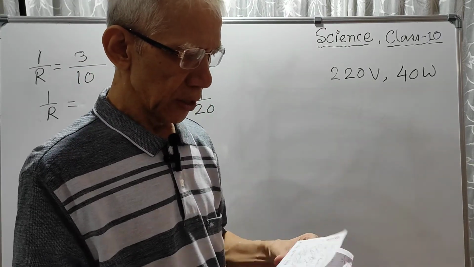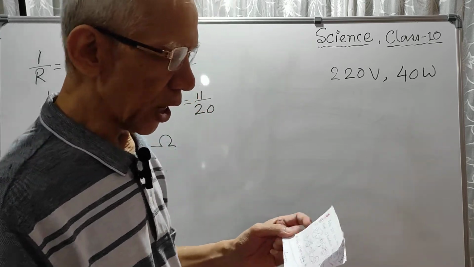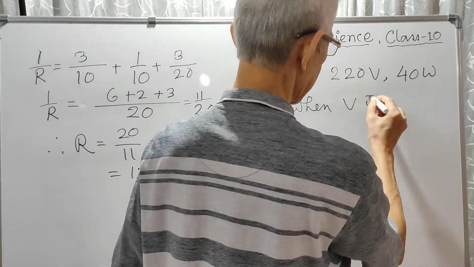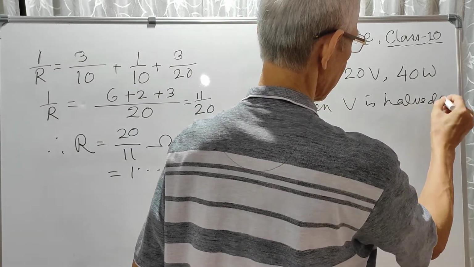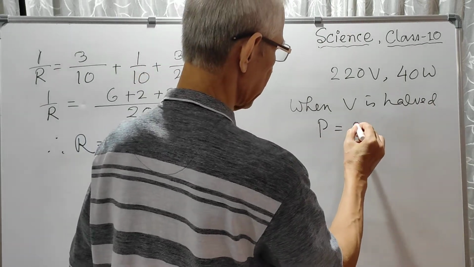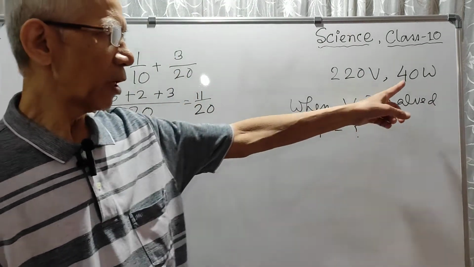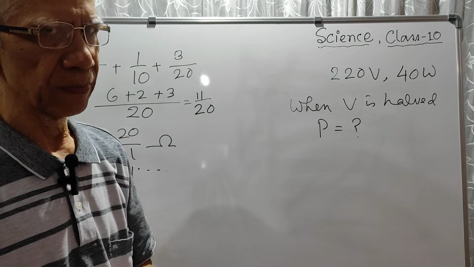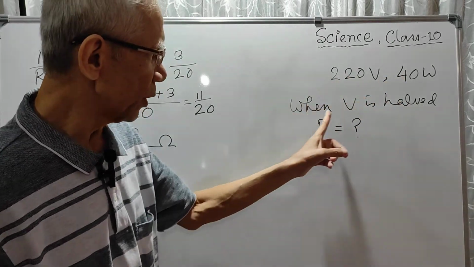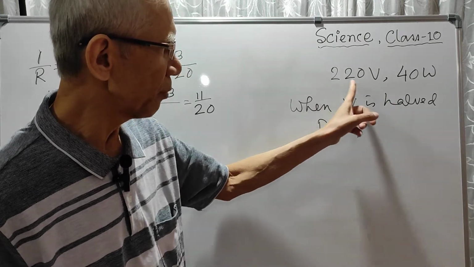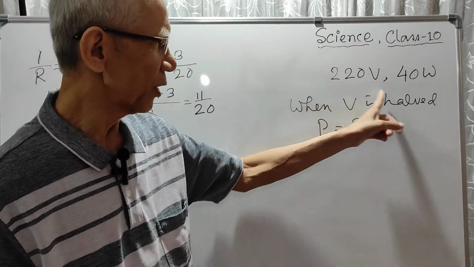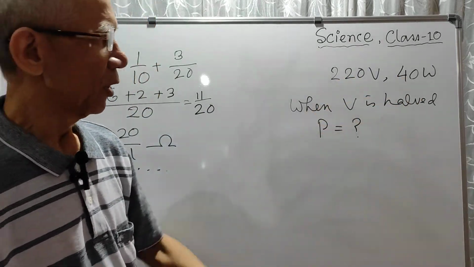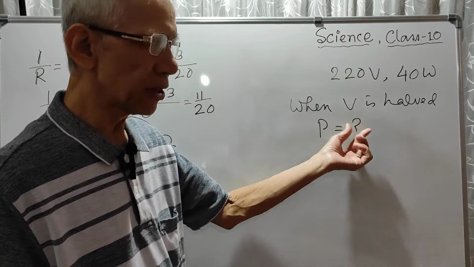Now the question is, when voltage is halved, what happens to power? So power equal to what? That is the question. The power of the bulb is 40 watt if it is connected to a source of 220 volt. But if you connect the bulb to a source of voltage half, that means 110 volt, then what will be its power? It will be definitely less than 40 because you have reduced the voltage, therefore power will be reduced.